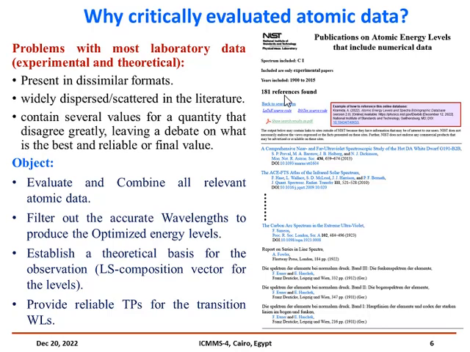Then the question is how to combine this work, and what if they contain several values for a given quantity that disagree greatly. So the purpose of critical evaluation is to combine all relevant data and evaluate them. Also filter out the accurate wavelengths to produce the optimized energy levels, establish a theoretical basis for the observation, and provide the transition probabilities for the transition wavelengths involved.